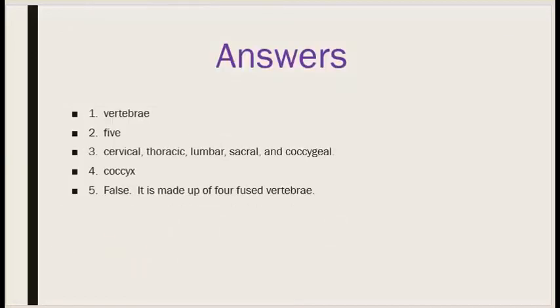Answers. Number 1 is vertebrae. Number 2 is 5. Number 3, cervical, thoracic, lumbar, sacral, and coccygeal. Number 4, coccyx. Number 5, false. It is made up of 4 fused vertebrae.